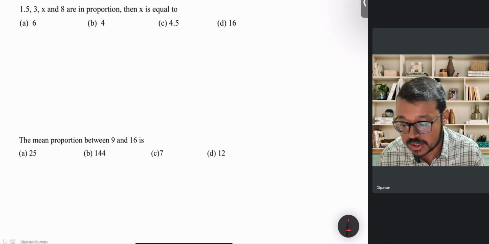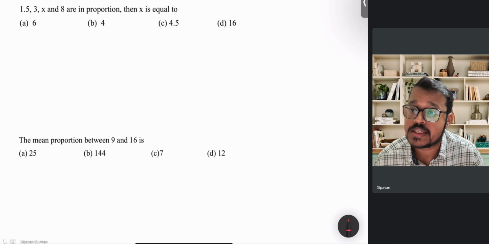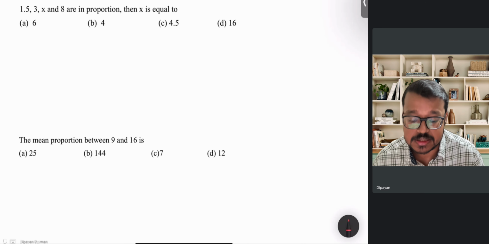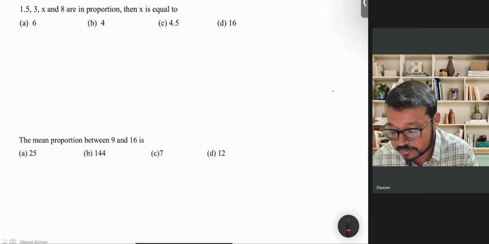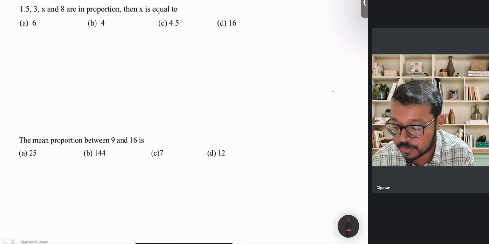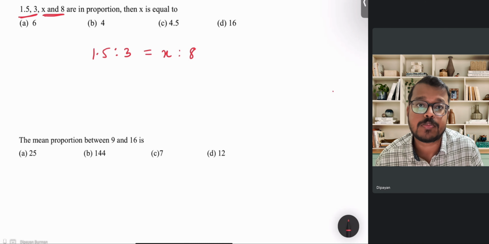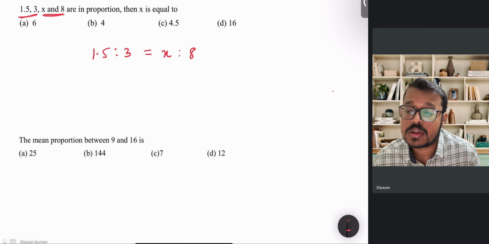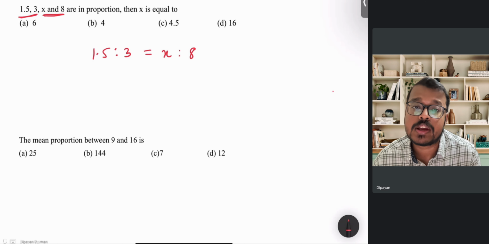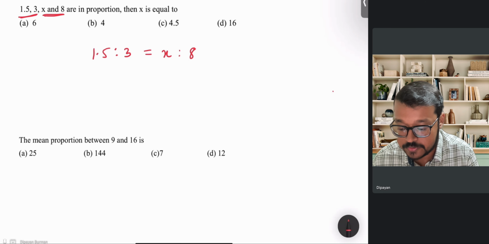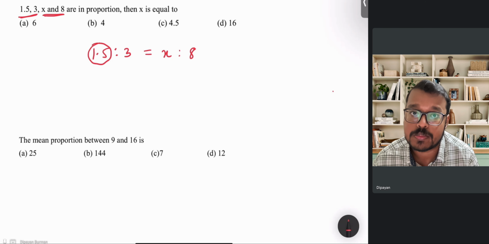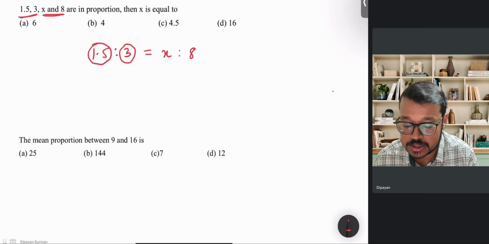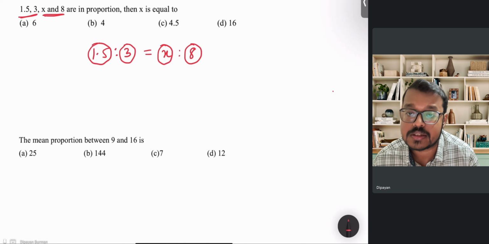In the first question, we have 1.5, 3, x and 8 are in proportion. Then x is equal to what? So the equal ratios that we have are 1.5 and 3, and the second one is x and 8. So we can say that 1.5 is to 3 is equal to x is to 8. This is the proportion. In such a proportion where we have two equal ratios, we have four quantities. The first number 1.5 is called the first proportional, 3 is the second proportional, x is the third proportional, 8 is the fourth proportional.